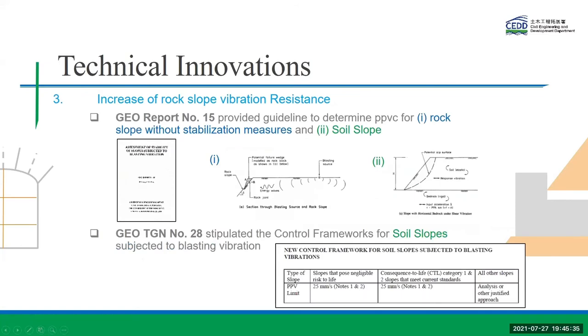While GEO Report number 15 provides guidelines to determine the allowable vibration limit for rock slopes without stabilization measures and soil slopes, and in another document, GEO TGN number 28 gives the control framework for soil slopes that meet our current standard, there is no well-established method for stabilized rock slopes. As such, we wish to develop a rational design method under this project that can be beneficial not only to this project, but also to other caverns projects involving drill and blast works in the future.